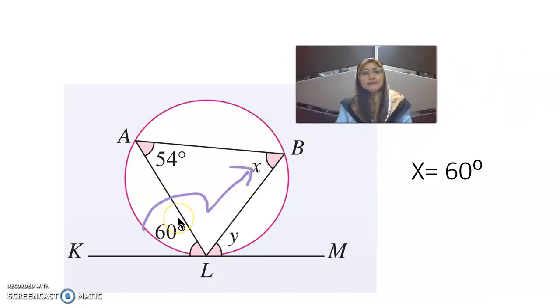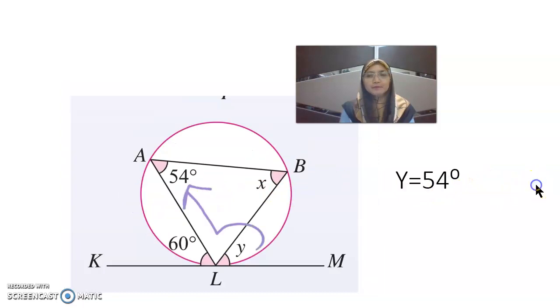Let's see this diagram again. See the arrow. Exterior, jump, opposite. X equal to 60. Exterior, jump, opposite. Y is equal to 54.